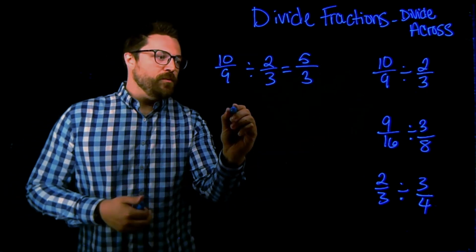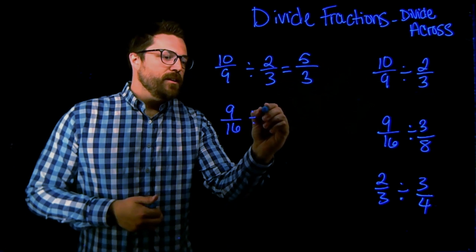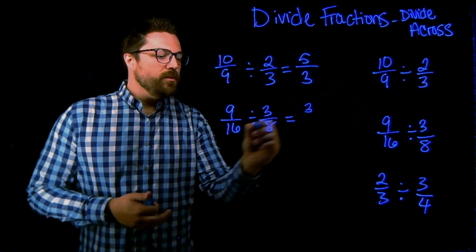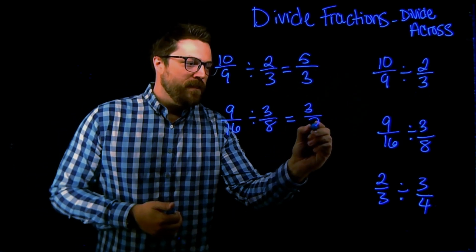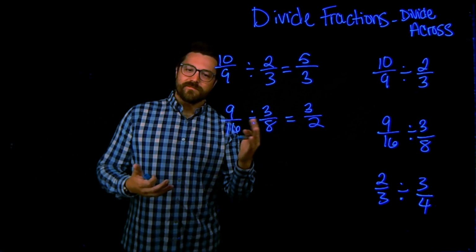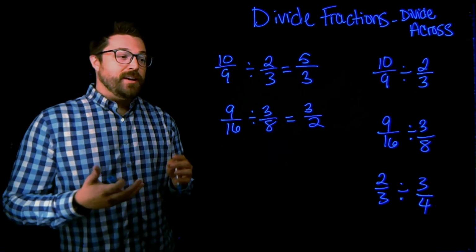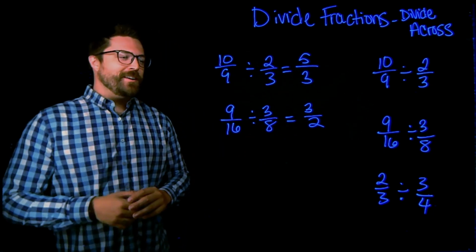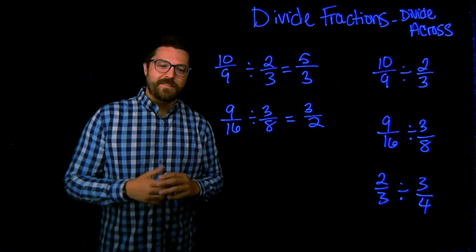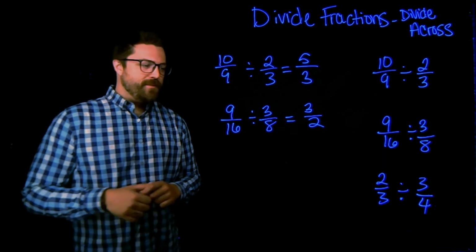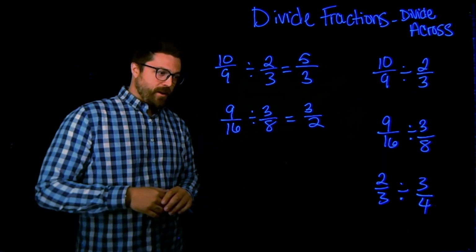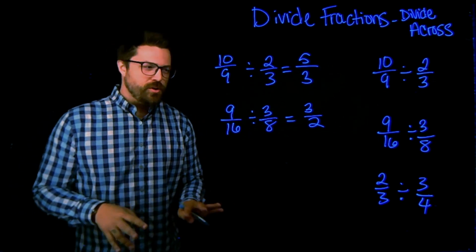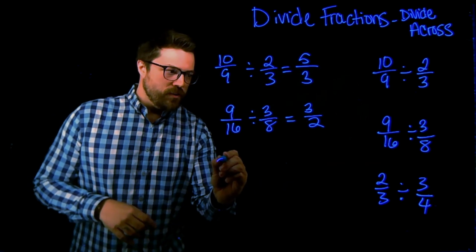Next, 9/16 divided by 3/8. If I divide across, 9 divided by 3 is 3, and 16 divided by 8 is 2. So 9/16 divided by 3/8 is 3/2. Again, if you would like to pause and check it, you can, but I assure you 9/16 divided by 3/8 is 3/2. We've got one more example here, and maybe you're already seeing where this is going, but we'll go ahead and try it as well.